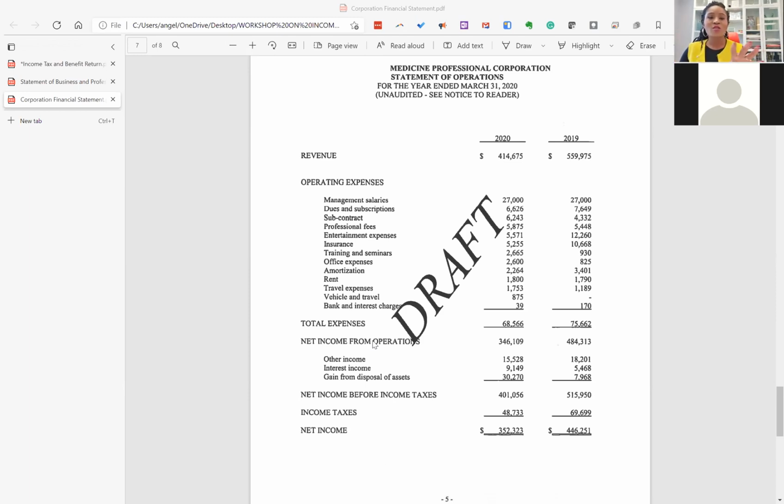But this is the equivalent of what we looked at on the statement of business and professional activities. This gives you all of the operating expenses.